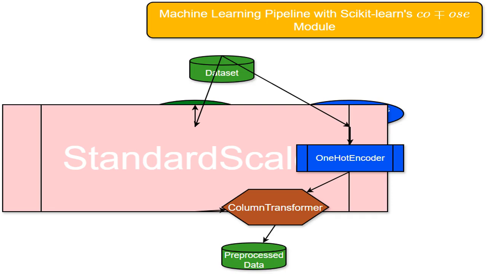This is a tool I use to scale my numerical features. It transforms the numbers to have a mean of 0 and a standard deviation of 1. It helps to avoid features with larger values dominating the model. It's like standardizing a test score.